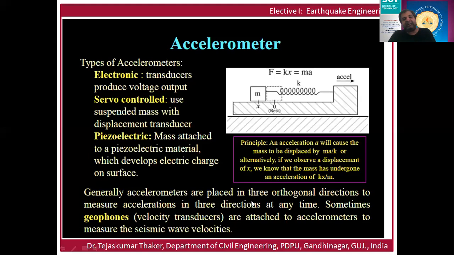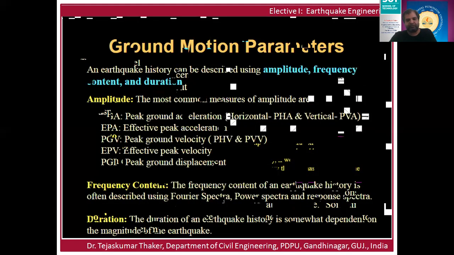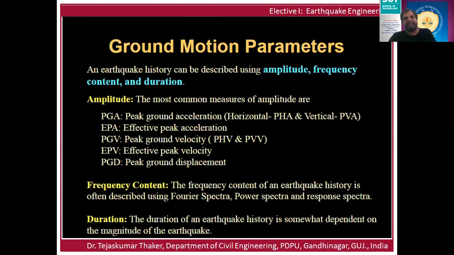Generally, accelerometers are placed in 3 orthogonal directions, as we have already seen, to measure the acceleration in 3 different directions at a time. Sometimes geophones or velocity transducers are also attached to the accelerometer to measure the seismic wave velocities. So this is a recent seismograph which adopted this particular technology to measure earthquake recordings.